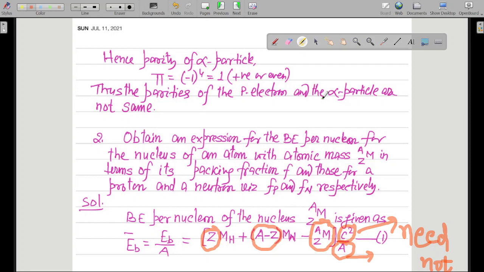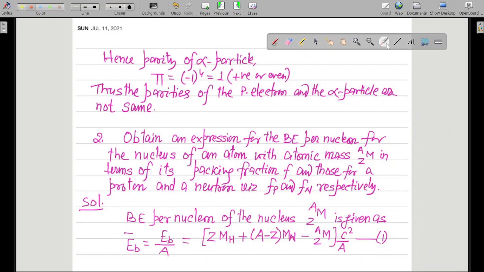What do we need to eliminate then? We need to eliminate mH, that is mass of proton, and we need to eliminate mass of neutron from this particular expression and substitute these values in terms of packing fractions Fp, Fn and F. Okay, so we have to do this particular exercise now. So let us see. This formula is already familiar to you.